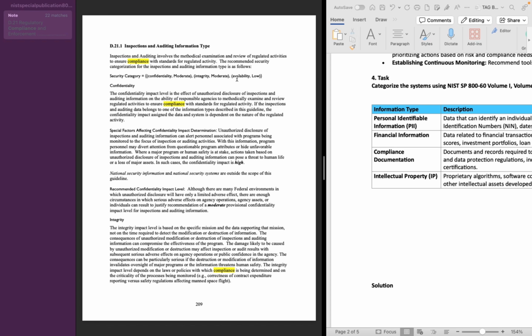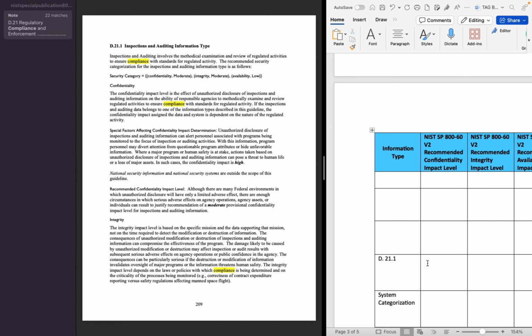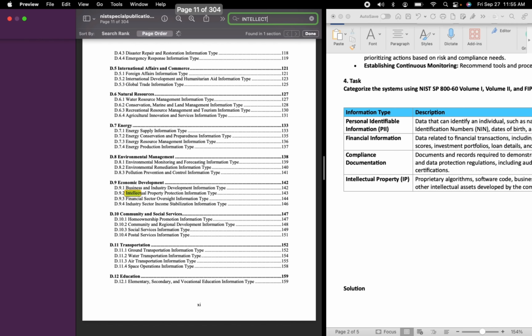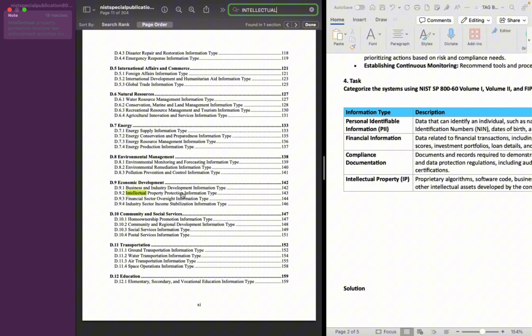Now look at the security category. It is moderate for confidentiality, moderate for integrity, and low for availability. Now let's go back to our worksheet and fill that out. Now let's go to the next information type.